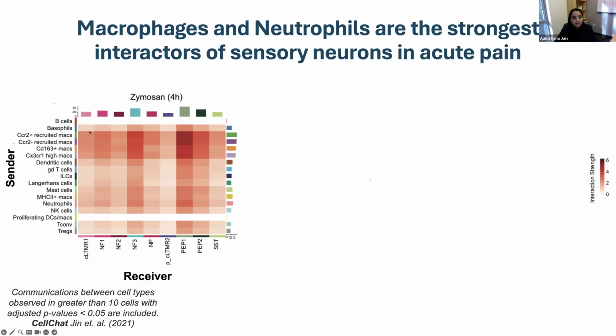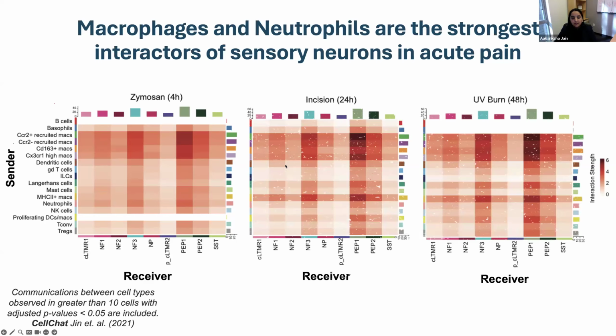And the darkness of each pixel is representative of the total number of significant interactions that we found. So you can see that there's a lot of interaction within macrophages, probably because the macrophage compartment is undergoing a lot of change in these settings. And if we do that for all three immune settings, there were subtle differences between Zymosan, incision, and UV burn and the interactions that are taking place.